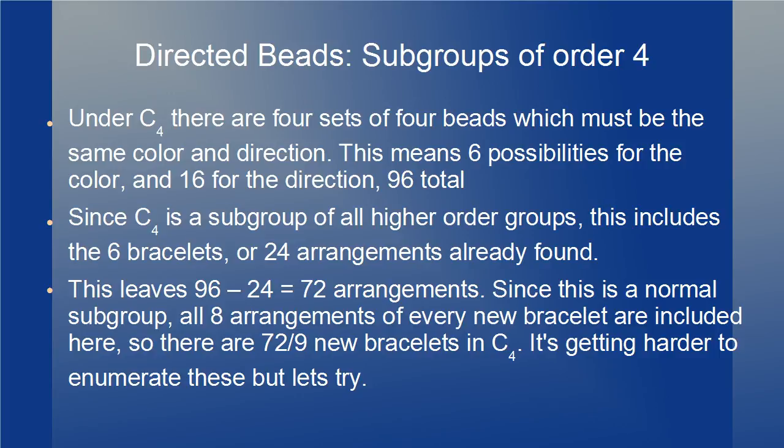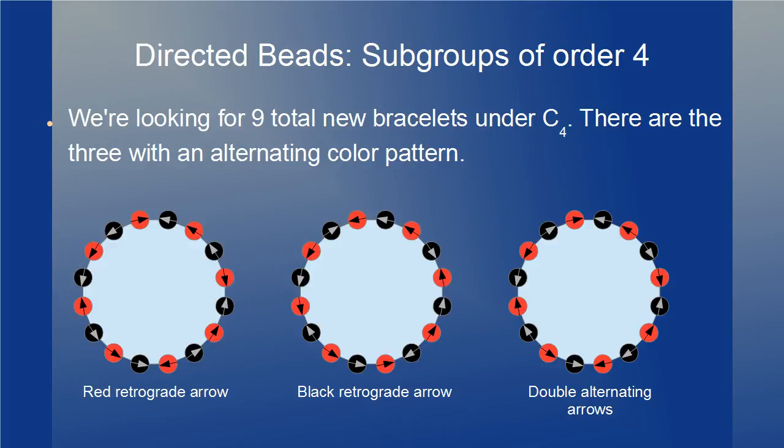This is a normal subgroup, so expect all 8 arrangements of any new bracelet to be here. This means there are 72 over 8, or 9 bracelets with symmetry under C4, predicted by the theory. It's getting harder to enumerate these, but let's try. Here are 3 with an alternating color pattern.